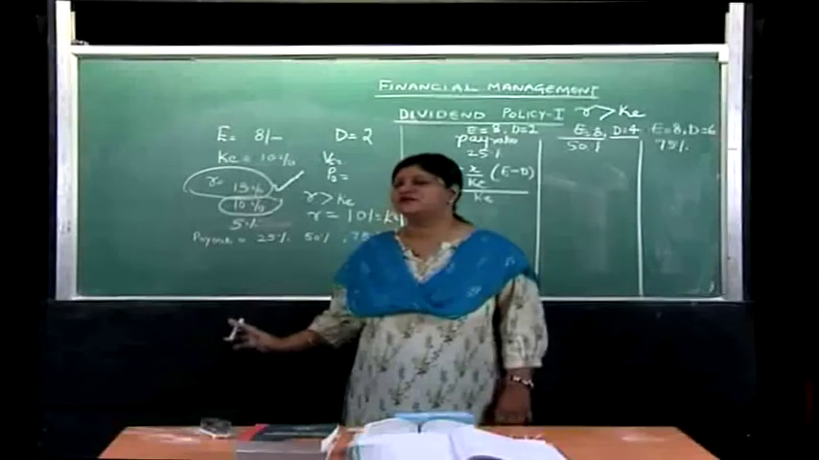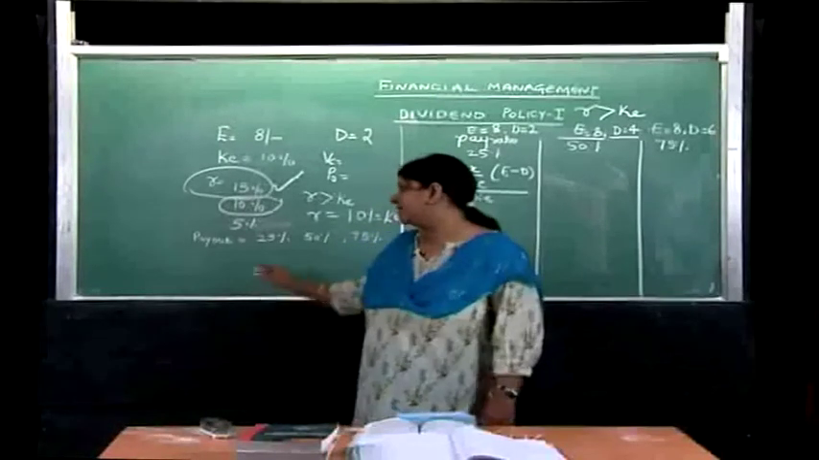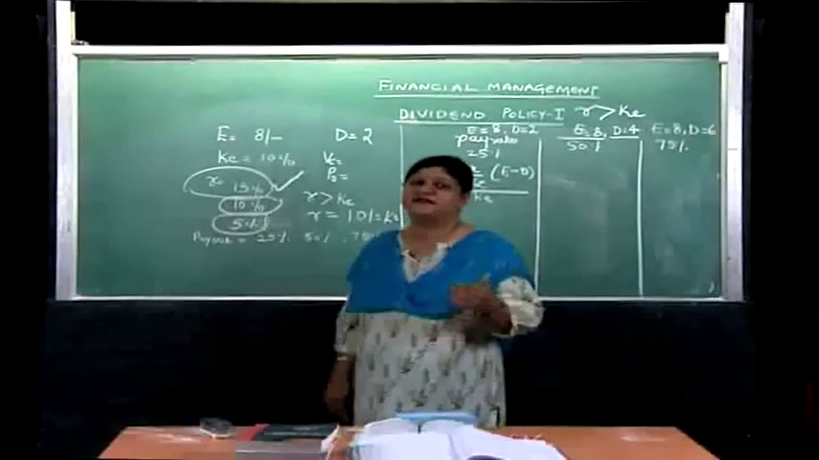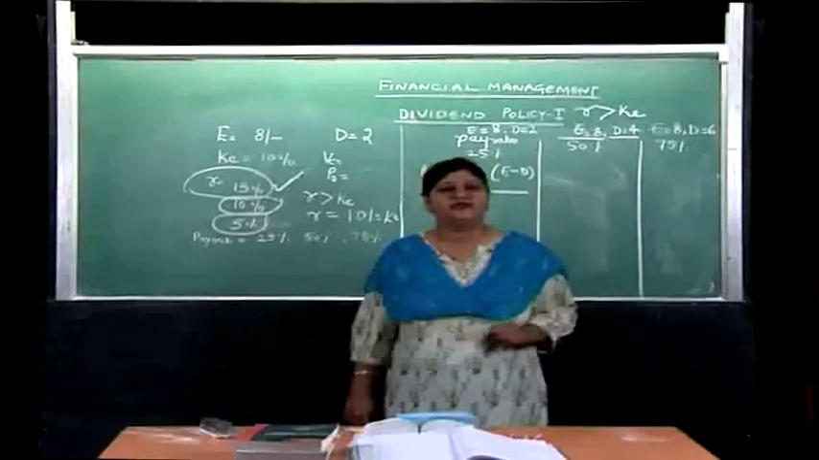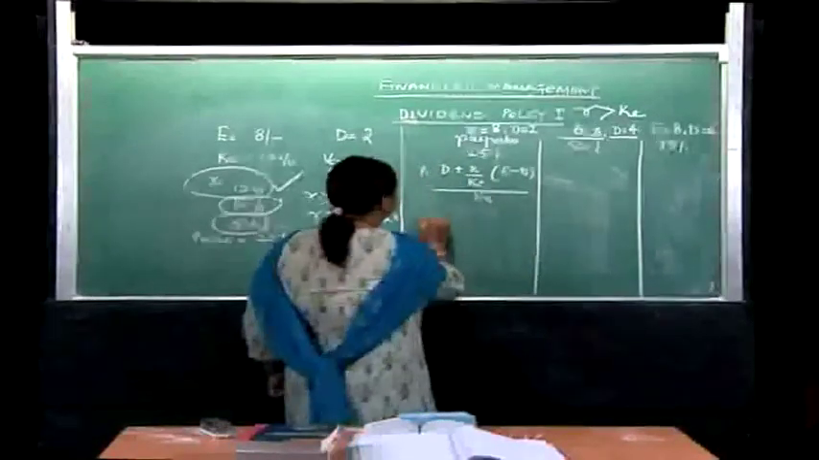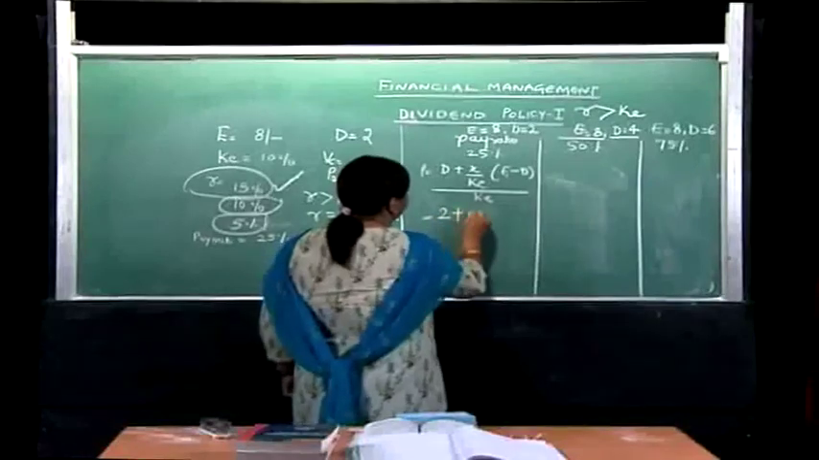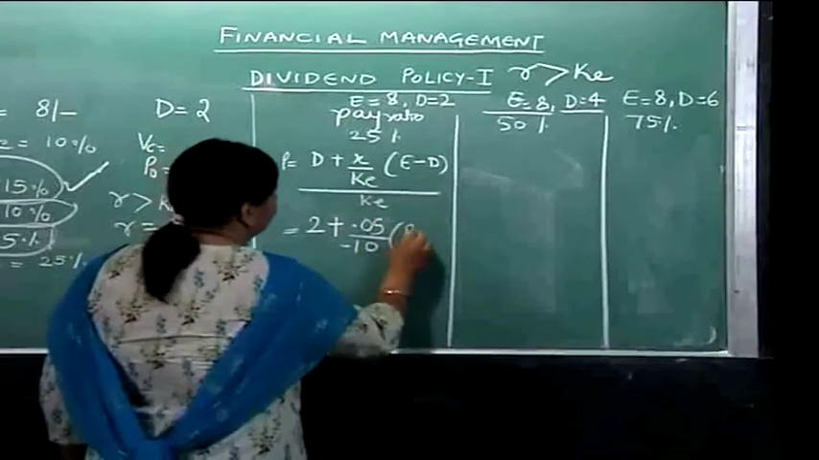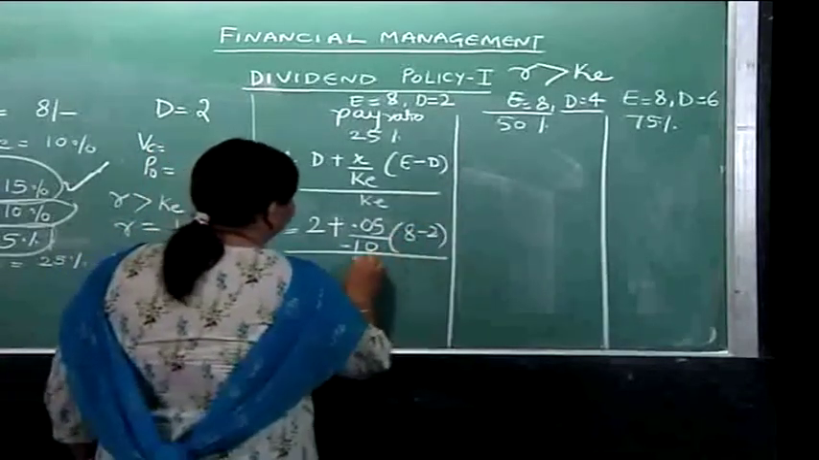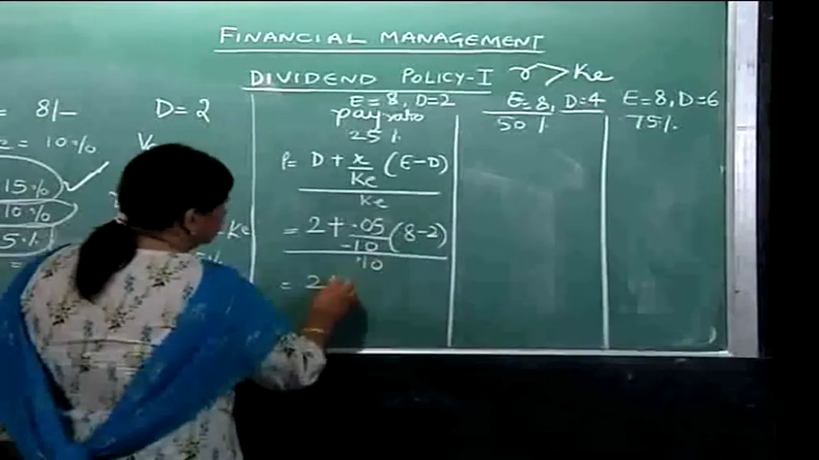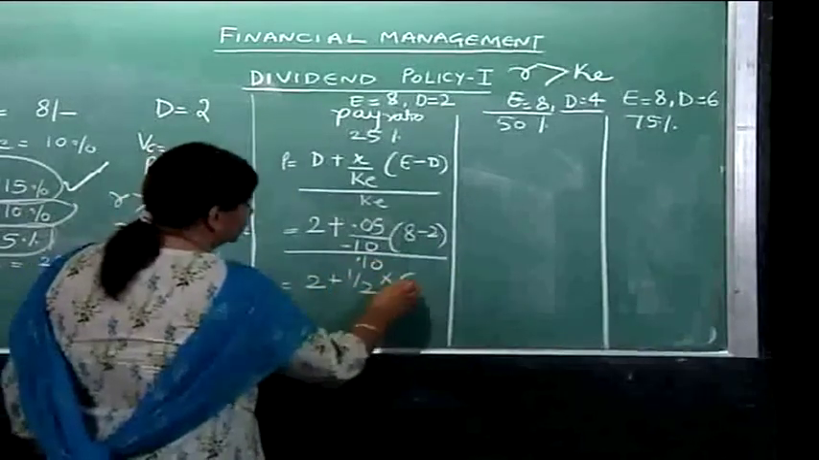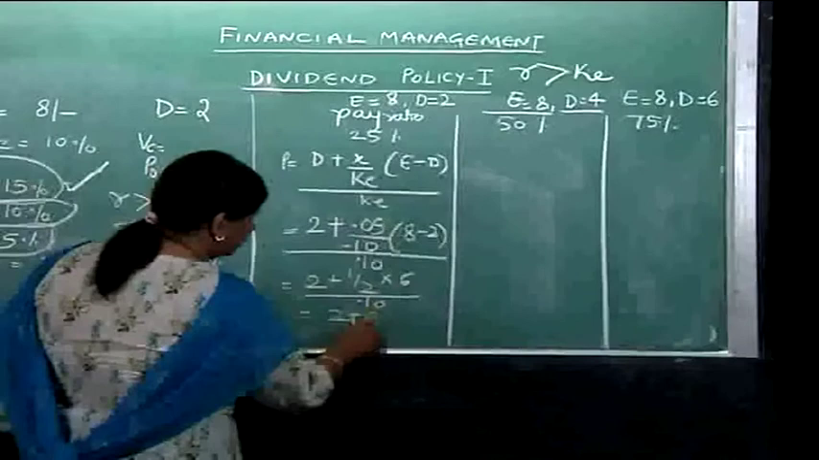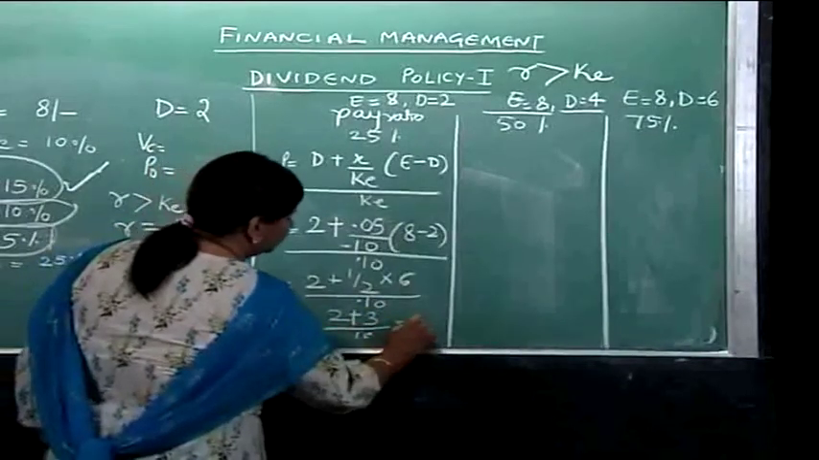Now we will analyze the third situation, where R is less than K, and we will take the figure as 5% for R. So 5% is less than 10%. Under this situation, we are going to analyze the price of this share. So we will insert the values. Here D will be 2 plus 0.05 divided by 0.10, then 8 minus 2, this whole divided by 0.10. So we will get 2 plus half of 6 divided by 0.10. So it will be 2 plus 3 divided by 0.10, or rupees 50.